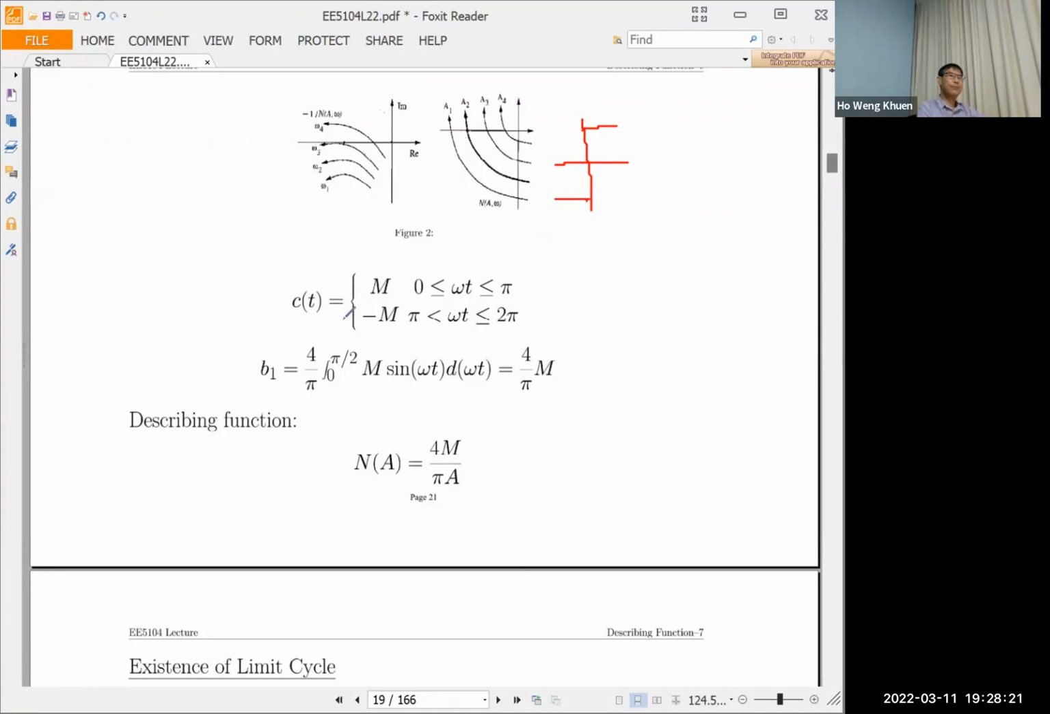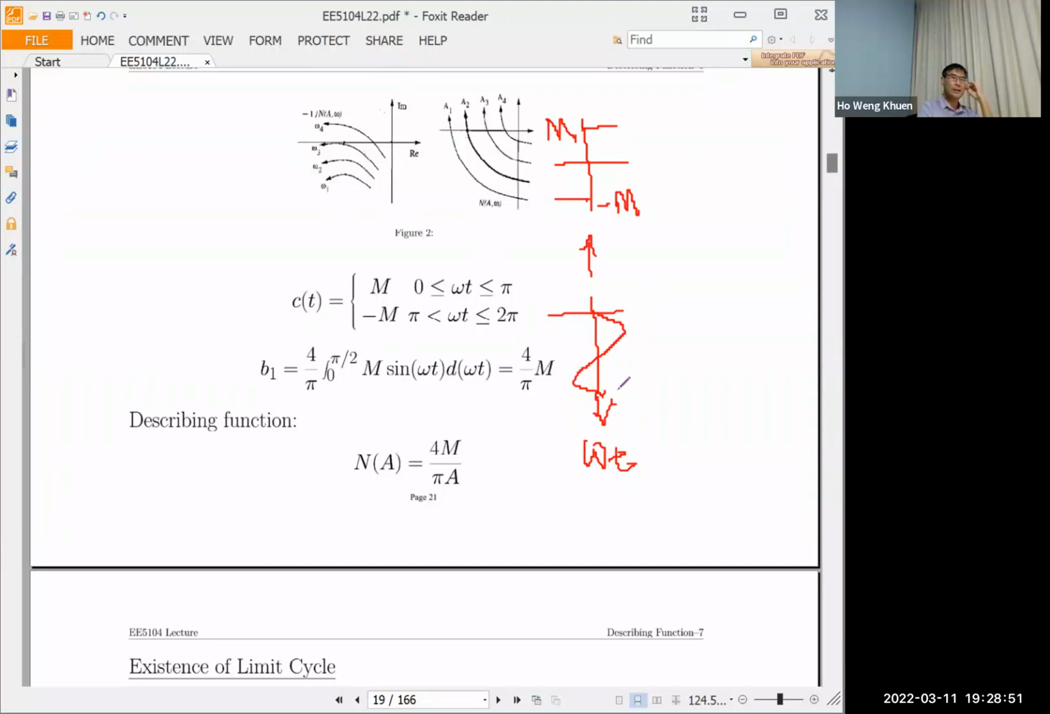In this case, my relay or on-off control, when input is positive, output is M. All right, not 1. In general, we call it M. Then output negative is minus M. So the input to the relay is a sine wave. So I draw a sine wave. All right, sine wave omega t.